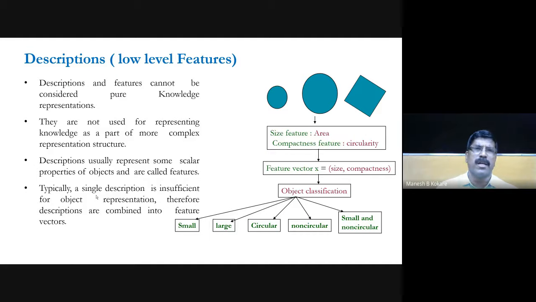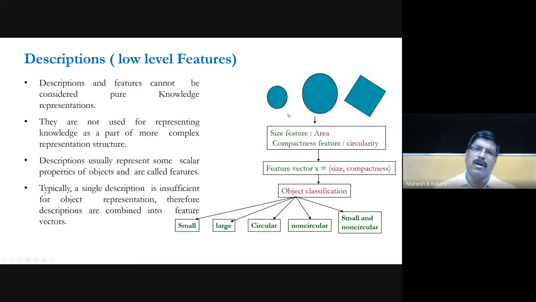So yesterday I talked about low-level features, which you generally find in terms of numbers. For example, if you calculate the area of this object, or of this object, or of this object, you'll get some number. Or even other features, for example circularity is also a number, or elongatedness is also a number, or perimeter is also a number, and so on.